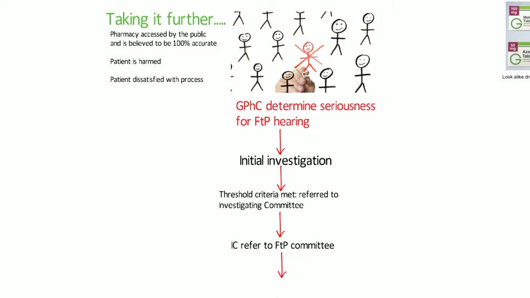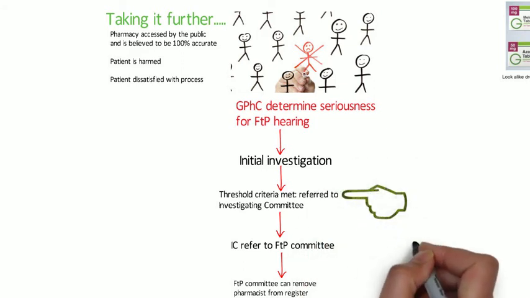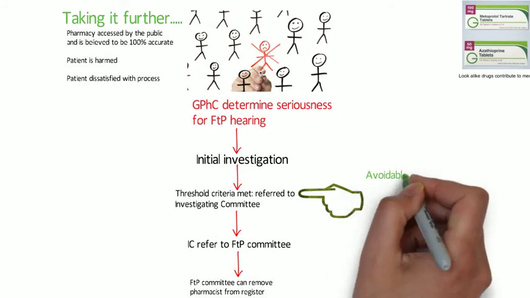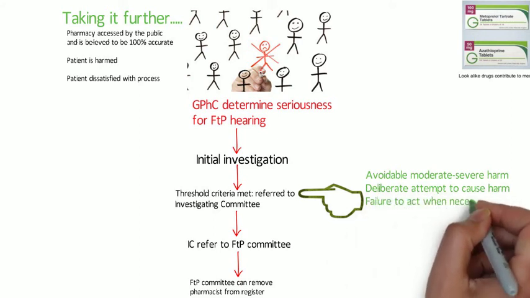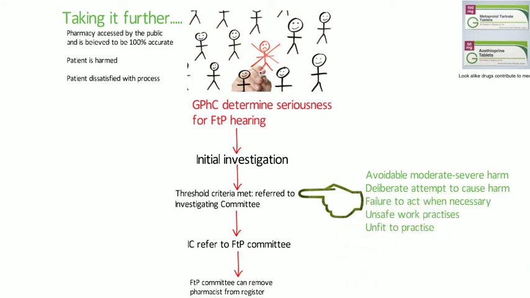Now, the criteria for referral of dispensing errors: cases are not referred to the investigating committee unless they meet certain thresholds, and those are stipulated by the GPhC and are available on the GPhC website. They really include that there's either moderate to severe harm which was avoidable, there was a deliberate attempt to cause harm, there was failure to act when necessary to protect the safety of the patient, there are unsafe working practices, and also the pharmacist is unfit to practise safely. So if those aspects are met, then there is a referral of that error to the investigating committee.